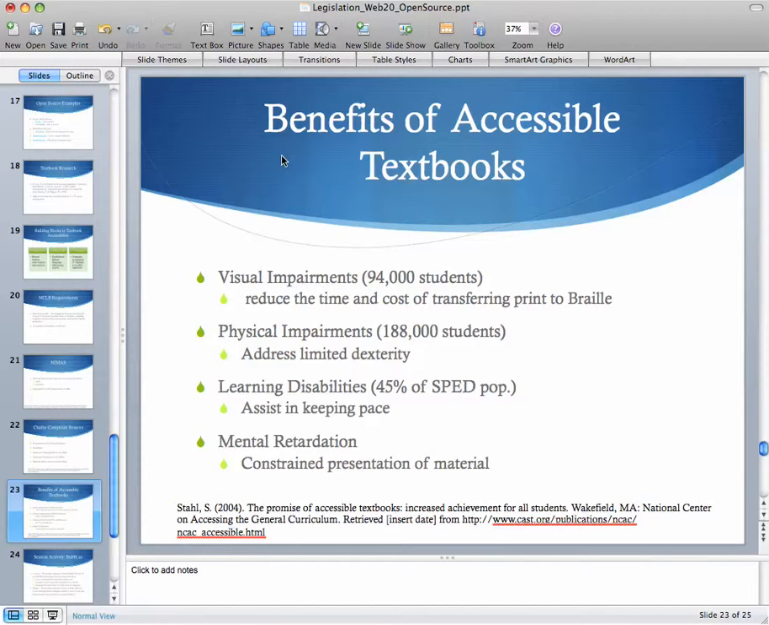And then students with mental retardation, where we're able to really constrain presentation of the material. So if students are distracted by a large amount of content, by images, those kinds of things, through the use of an accessible textbook, we can reduce the amount of content that they see at any one time. We can highlight key points in that content automatically. We can reduce the use of images, okay, so that we ensure that the students have the most success in terms of paying attention to that content.